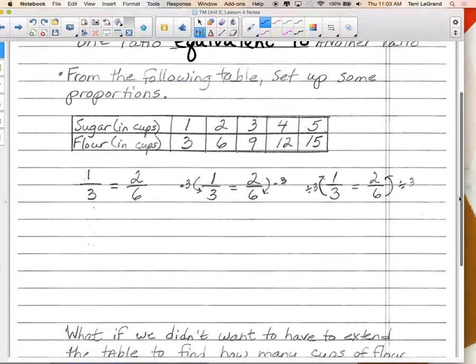So from the following table, set up some proportions. Okay, I've set one up for us. Here's our first one. From this table, I took 1/3, this ratio right here, and I set it equal to this ratio. And then we're going to decide if it's really true or not. In other words, is 1/3 equivalent to 2/6?